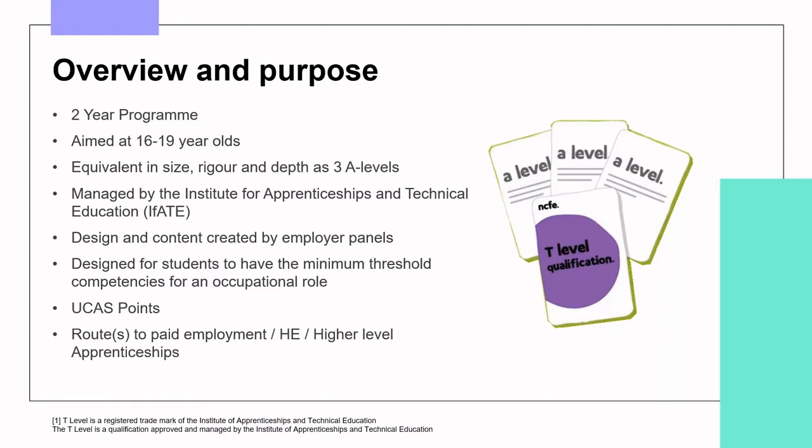T-levels are owned by the Institute for Apprenticeships and Technical Education, or IFATE, and the design and content of the T-levels came from employer panels in the relevant industries. And because of these employer panels, T-levels do offer students a route to paid employment. And UCAS points, as I mentioned, are also available for the completion of a T-level, so students can progress on to higher education or onto a higher level apprenticeship. The entire design of the T-levels is to ensure that students have the threshold competency needed for the relevant occupational role.